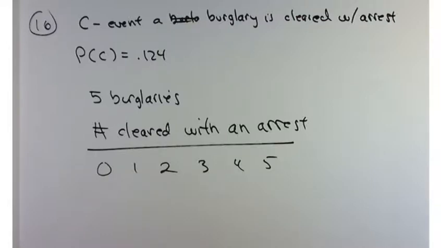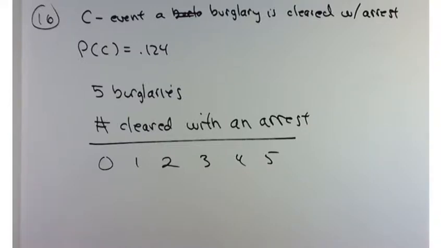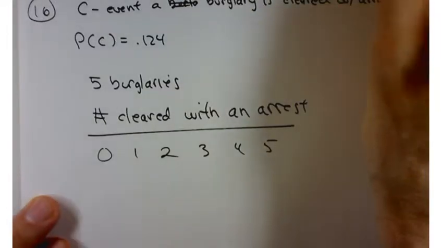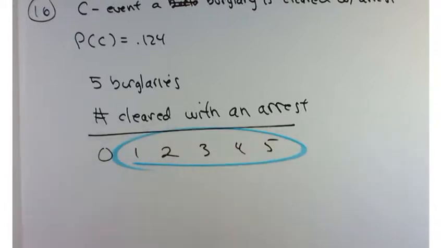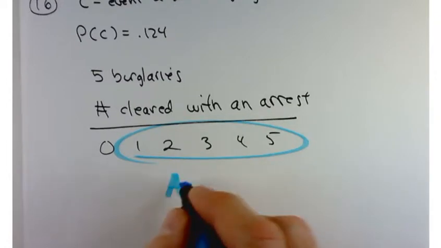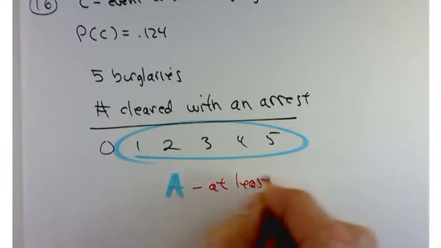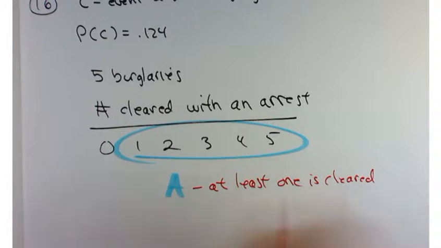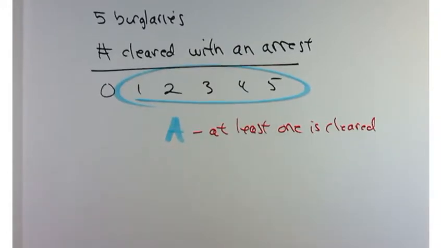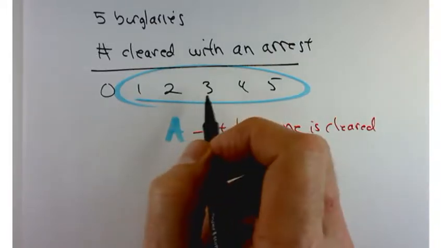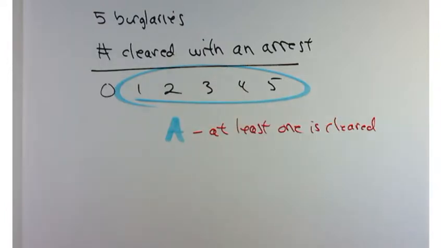The first problem asks, what is the probability that at least one is cleared with an arrest? So circle the events that could satisfy that. At least one. So you should be circling this event. A is the event that at least one is cleared. To calculate the probability of A directly, you'd have to calculate the probability of one, or two, or three, or four, or five. And that'd be a lot of work to go at it directly.